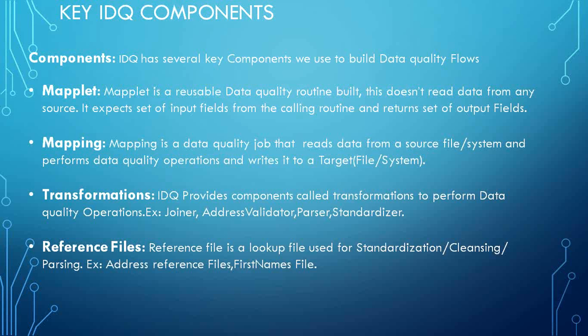Then what is a mapping? A mapping is similar to a mapplet, but the only difference is that a mapping talks to the source file and also to the target system. In the mapplet, we are defining a structure. In a mapping, we are actually talking to the file or a table or whatever it is. A mapplet is reusable because we are just defining the structure, not talking to any source or target. But a mapping is not reusable because it is actually talking to the source and target. Then moving to transformations, IDQ has some components.